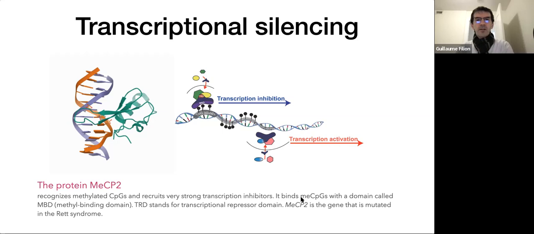Okay, so it binds methylated CpGs with a domain called MBD, methyl binding domain. So MECP2 is a member of the MBD family of proteins. It's the first member of the MBD family. MECP1 appeared for a short time in the literature, and then it turned out to be an artifact. So the very first member was MECP2. And TRD stands for transcriptional repressor domain, the one that's here. MECP2 is indeed the same gene that is mutated in Rett syndrome. Okay, so that has nothing to do with what I said before. It's just that that gene happens to be very important for the inactivation of the X, and in parallel to that, to be important for Rett syndrome.